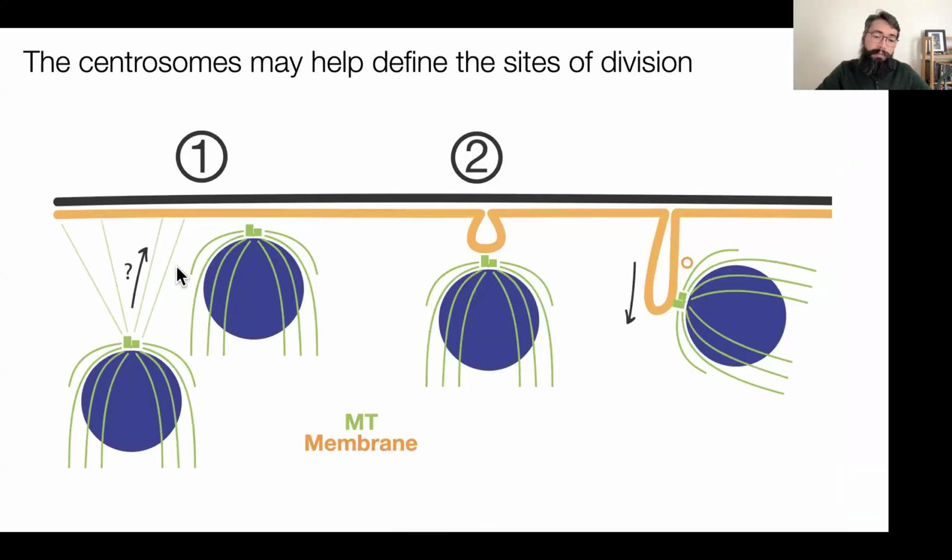So what we think is happening is that the nucleus migrates towards the plasma membrane. There's the formation of that vesicle, and the nucleus tethers through its centrosome into that vesicle. And then this furrow elongates and extends towards the inside of the cell, and the nucleus gets dragged with it.